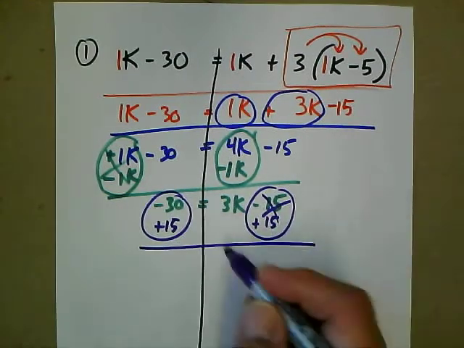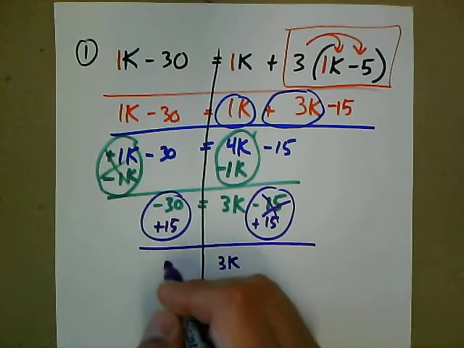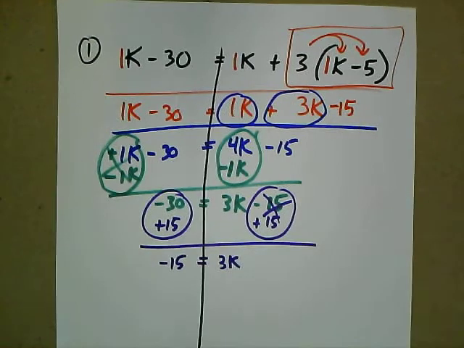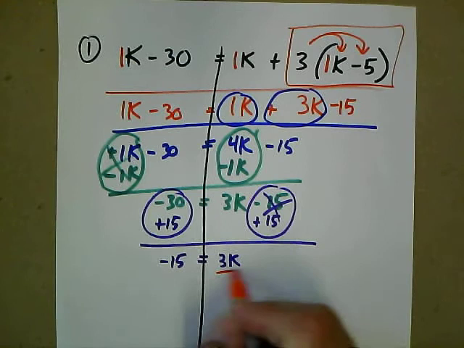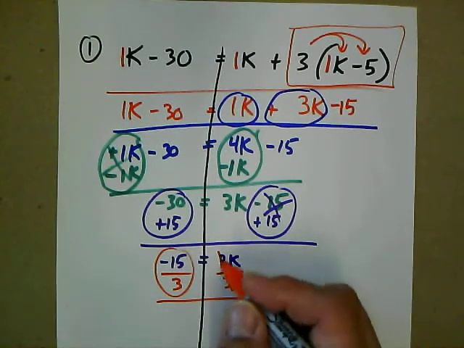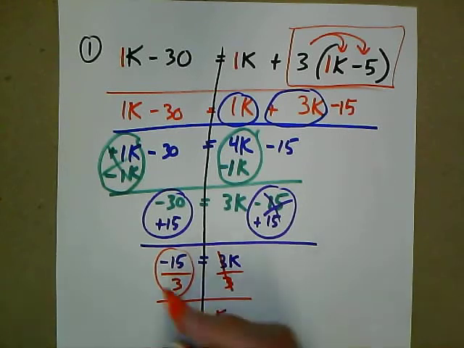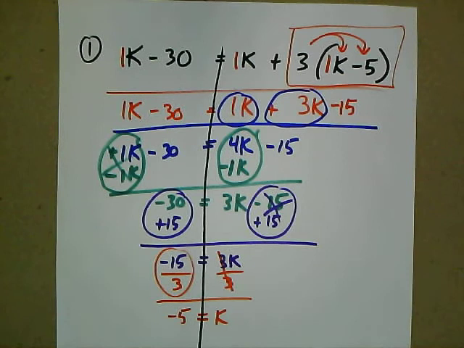15s are gone because they're opposite operations. We're left with that 3k. And -30 plus 15 is -15. And our final step, the whole reason we do this, is so that we can get to this division at the end, and we're going to divide by the number in front of the variable, which is the 3. Our opposite operations times and divide by 3 are gone. And k equals -15 divided by 3 is -5.